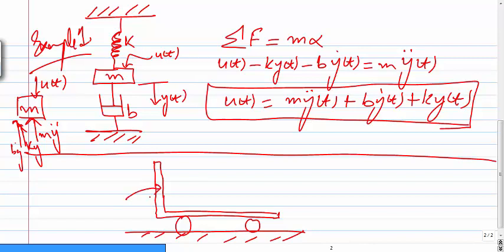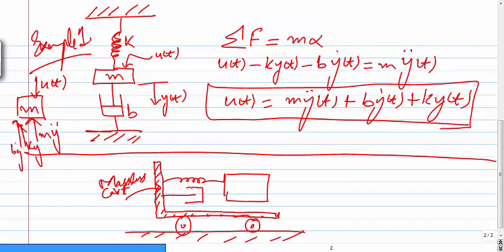So for the cart, we assume that this is a massless cart. This is not true in reality, but we assume for this example that this is a massless cart. Okay, it has 2 tires, and then we have a spring connected to a mass and a damper. So this is the spring, this is the mass and damper, and the mass is m. And the mass is also on a tire so that it can move.